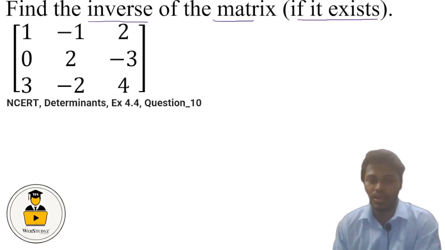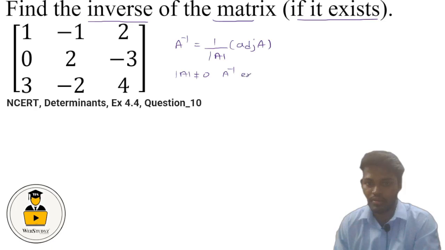So we know that the inverse of a matrix A is given by 1 upon determinant of matrix A times adjoint of A. Now in order to check whether the inverse of a matrix exists or not, we need to calculate the determinant. If the determinant comes out to be not equal to 0, we can say that the inverse for that matrix exists.